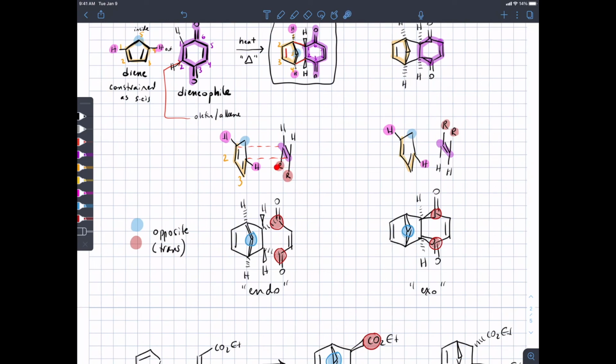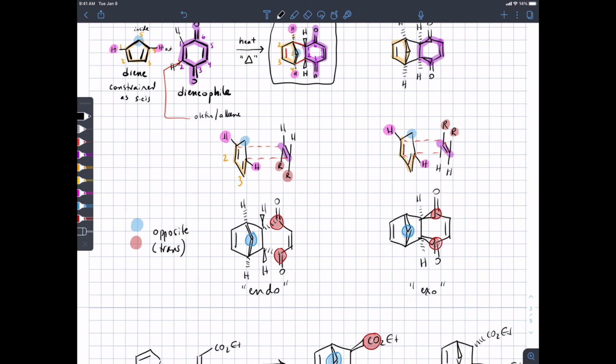these orbitals on the R groups and then the pi orbitals of the diene, especially carbons 2 and 3, that are not close to each other in bonding, but are sort of close in space in the endo transition state, but not in the exo transition state, which I'm sort of showing you here with these red dotted lines.